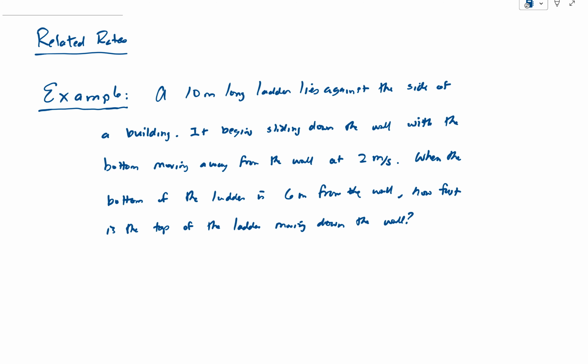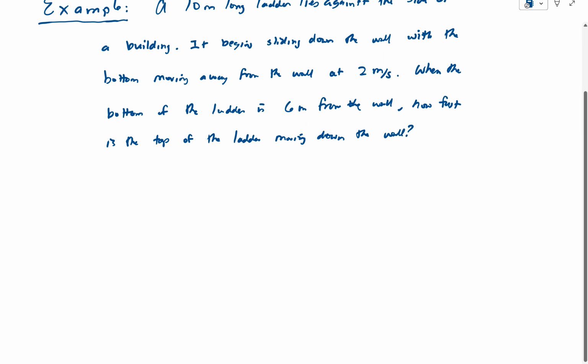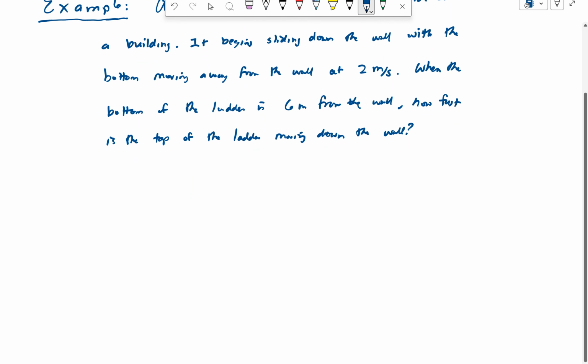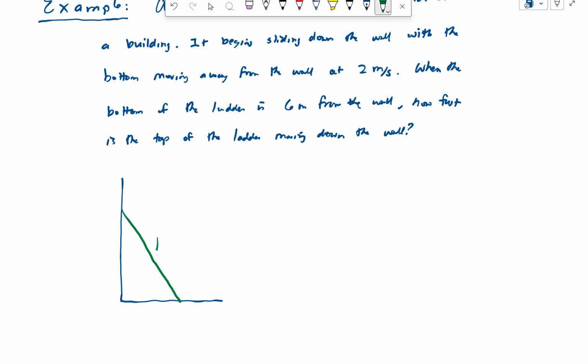So there are a couple of things we almost always want to do when we start our related rates problems. The first one is usually that we want to draw a picture of what's going on. So suppose here is our side of our building, here's the ground. We can go ahead and make our ladder going across here. So this is 10 meters long. We know what's happening is this bottom is moving in this direction.